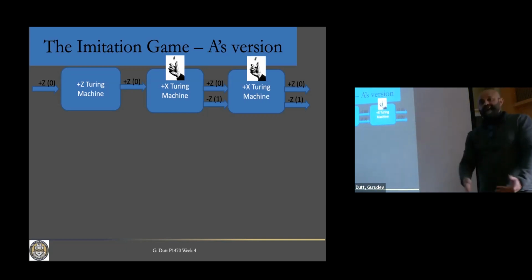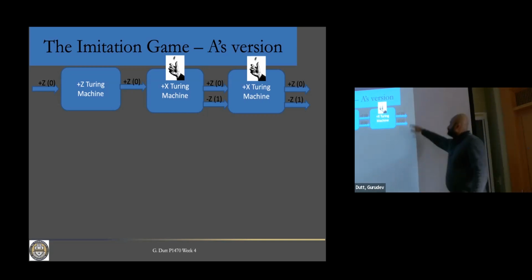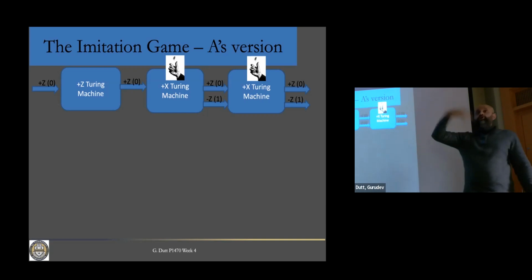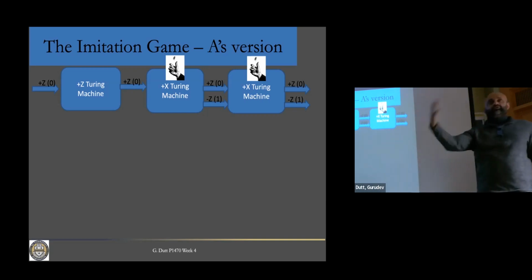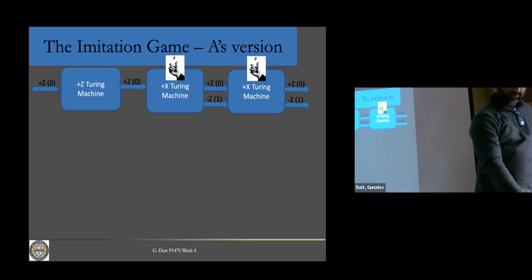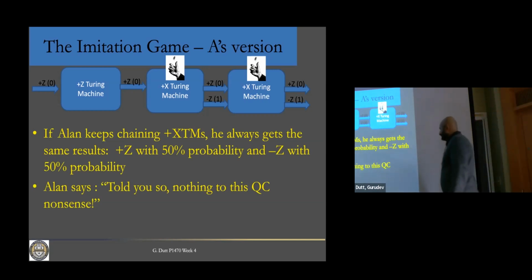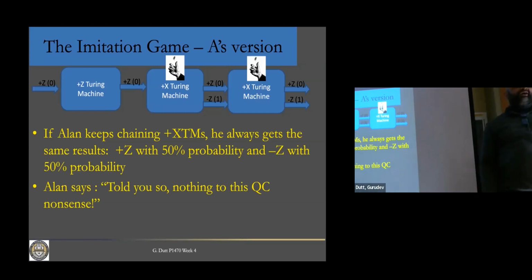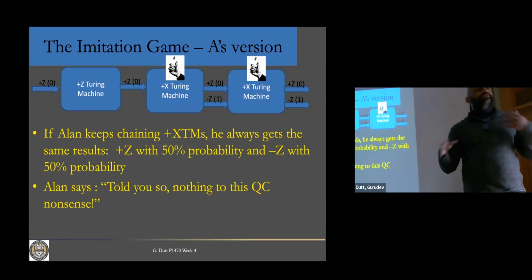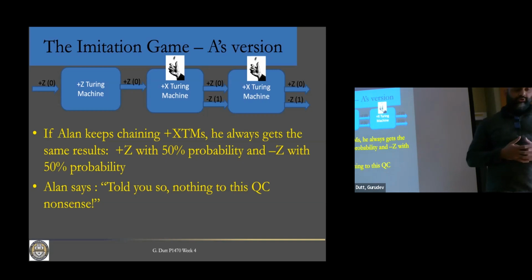So plus X and plus X together keep producing back with me the same statistics, so that's good, right? It kind of consistently gives me the same statistics, no matter how many of these I would chain together. So Alan is like, okay, I've done it. Nothing to this quantum computing nonsense. Everything that you do with all this probability stuff and gates, I can do with my Turing machines.